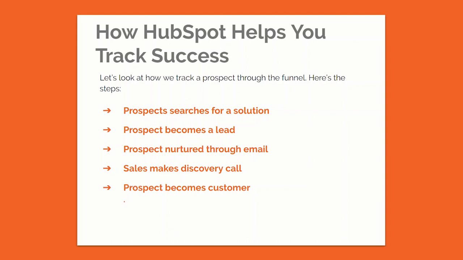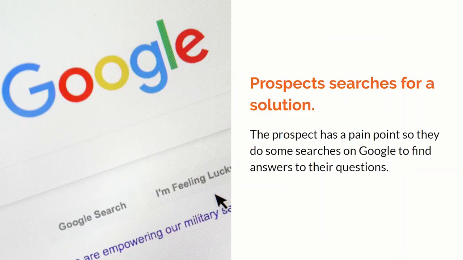So we've got 5 stages that a prospect typically goes through, right? They search for a solution, they become a lead, we nurture them through email, then sales becomes involved with a discovery call, and then they become a customer. So we're just going to look at these 5 different examples of how somebody moves through the funnel.